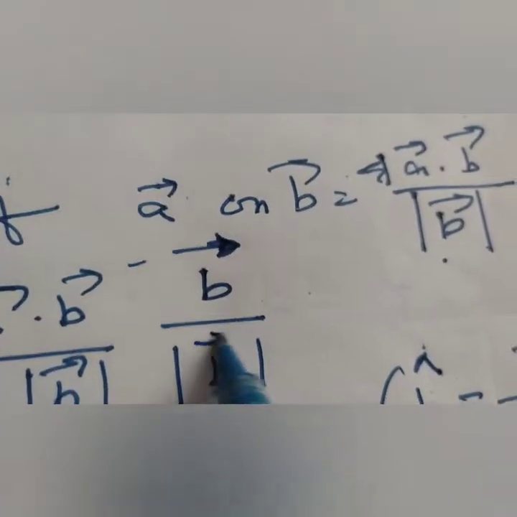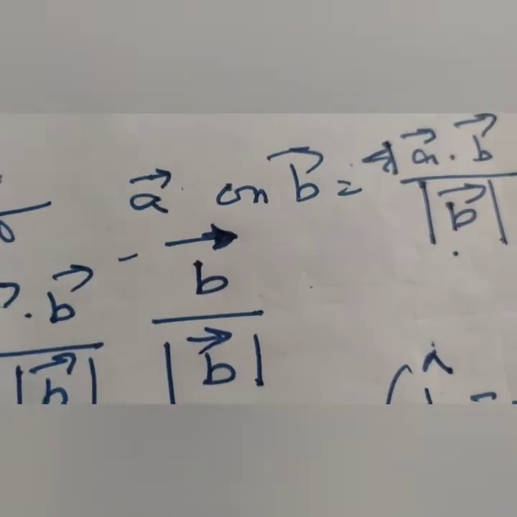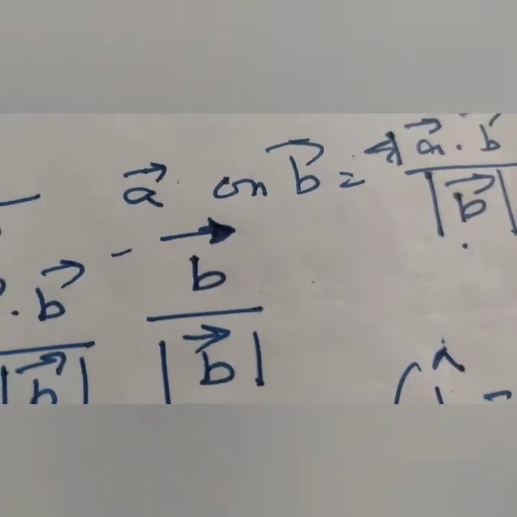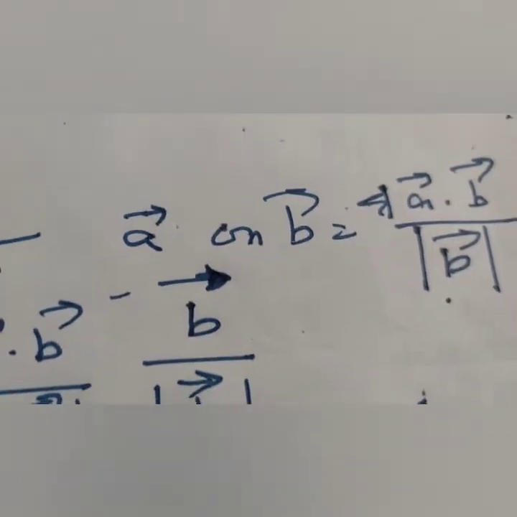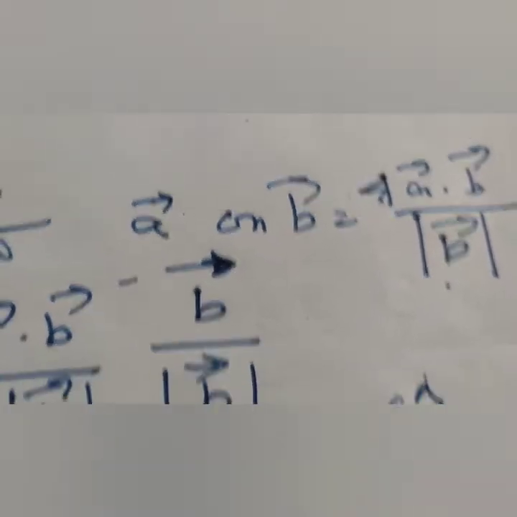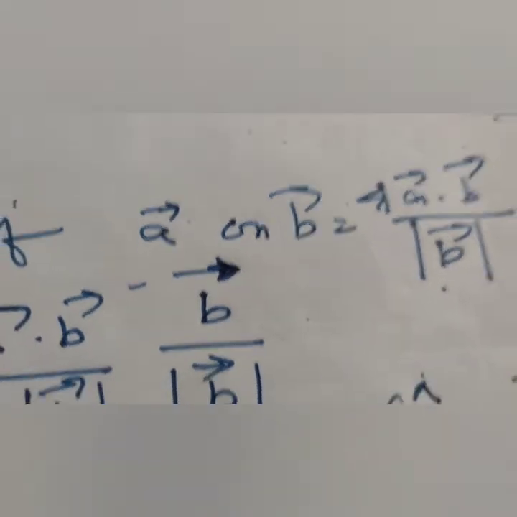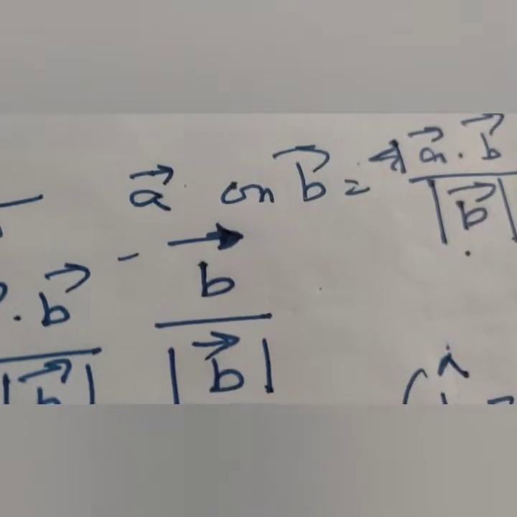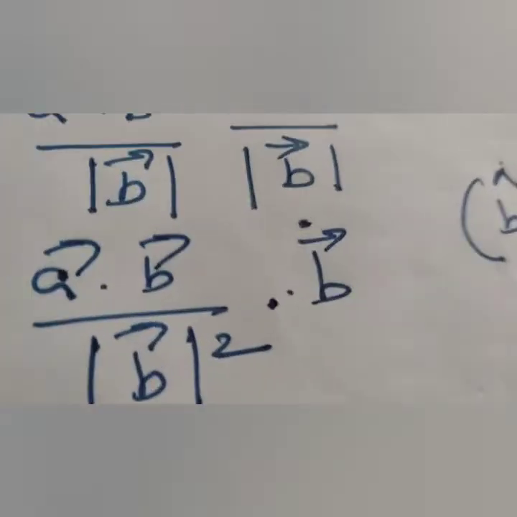So what we get is modulus B squared. So A dot B by B squared, into vector B. You can take it like that. This is the other equation.